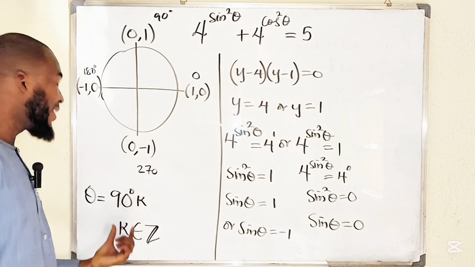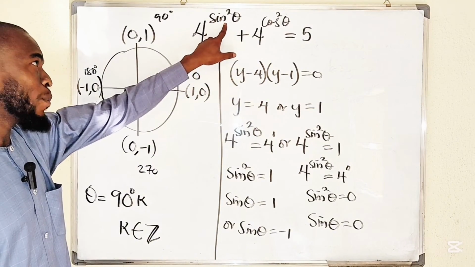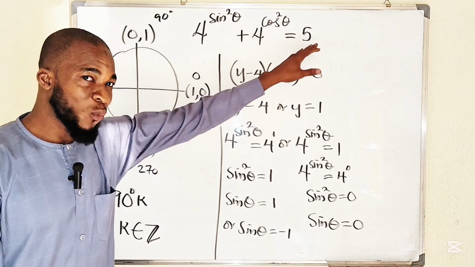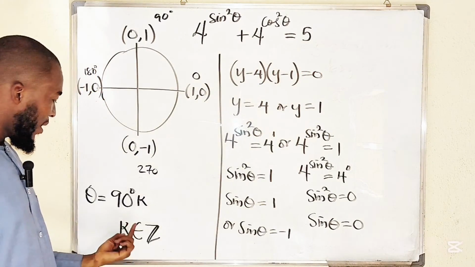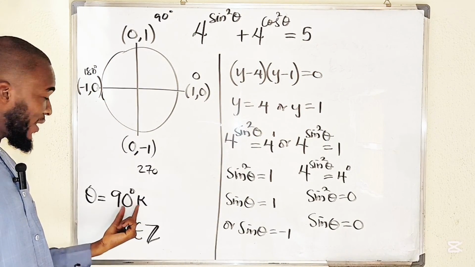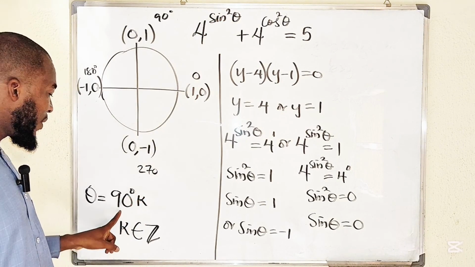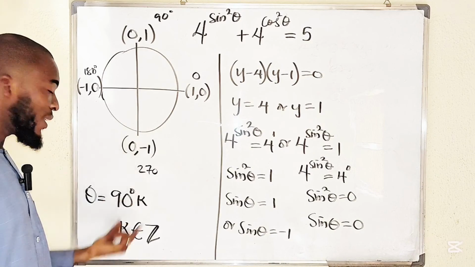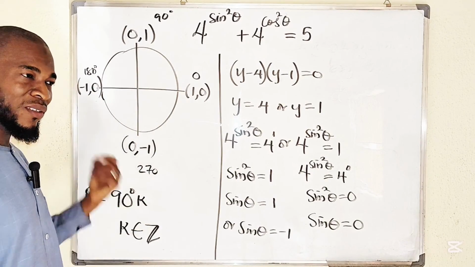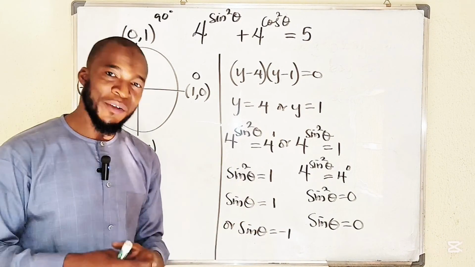If you like, you can take 90 degrees, plug it here, simplify and see whether you're going to get 5. When k is 0, it satisfies. It means that 0 will satisfy as well. So 90 will also satisfy. 180, 270, 360, keep on going round and round.